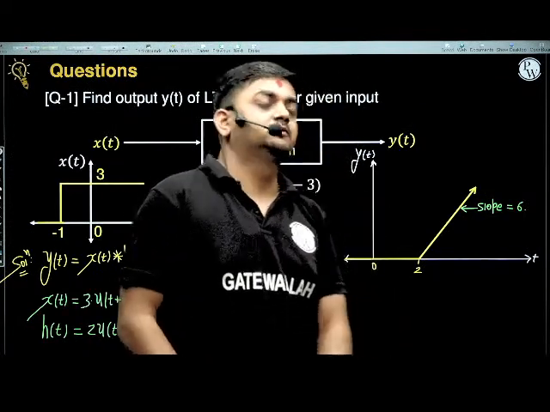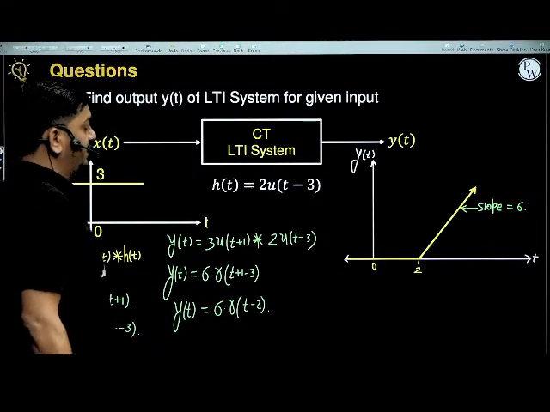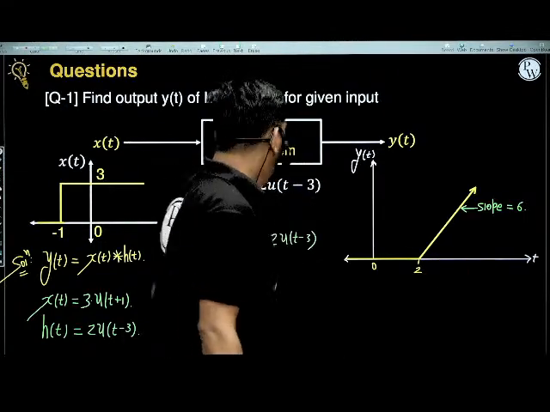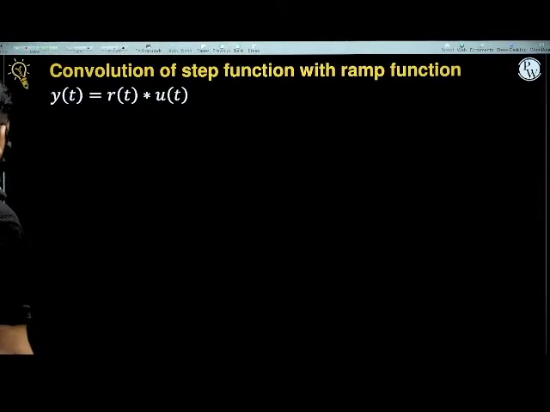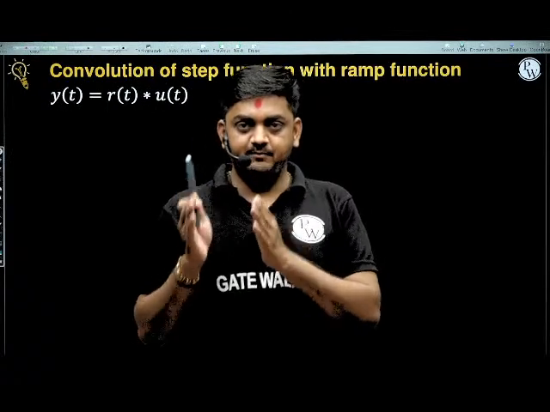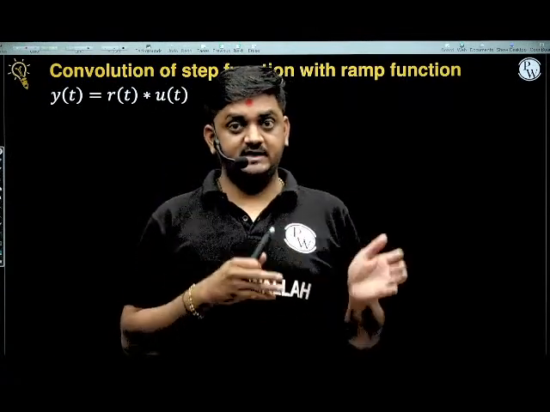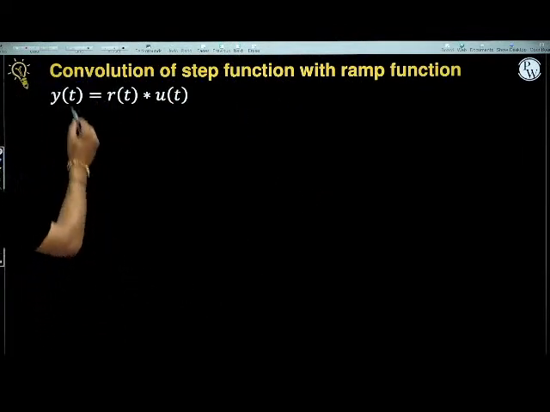Again, they can ask a numeric answer type question, like they can ask the value of the output at t equal to 3 or t equal to 4 or t equal to 10. Okay, now next is what? Convolution of step function with ramp. First we have seen impulse with impulse, then step with impulse, then step with step. Now ramp with step, convolution of ramp function with step function.